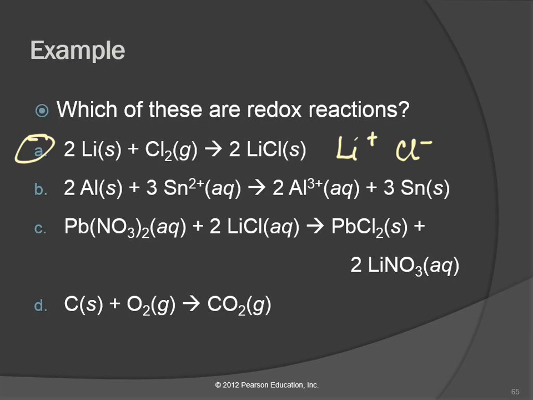It lost an electron. OIL, OIL. Oxidation is loss of electrons. The lithium was oxidized. The chlorine gained an electron. Reduction is gain of electrons. So that's another way to look at this and see, oh yeah, this one didn't have a charge, and now it has a charge. That one didn't have a charge, and now it has a charge.